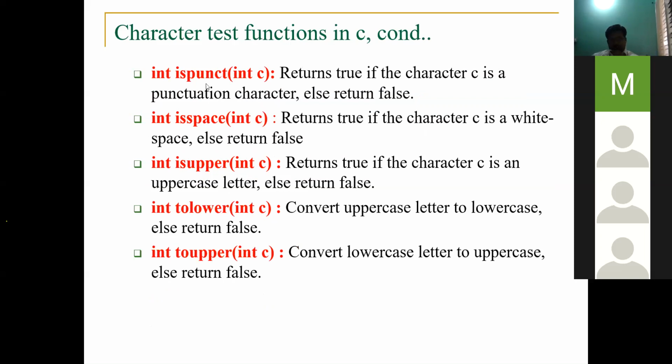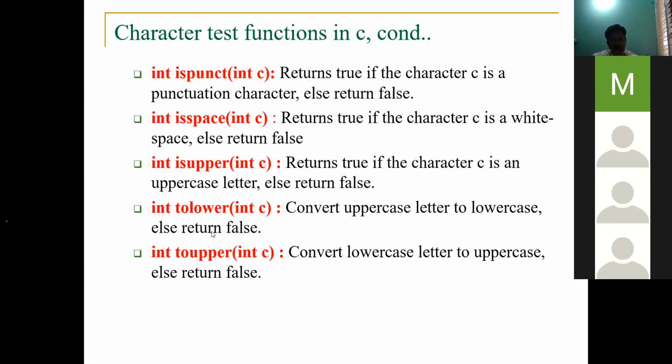This function is punctuation. We'll find out whether the character C is a punctuation character or not. If it is a punctuation character, it will return true, or else it returns false. Similarly, is space will return true if C has a space, or else it will return false. Is upper is a function which will identify whether the character is in uppercase. If it is an uppercase, it returns true, or else it returns false.